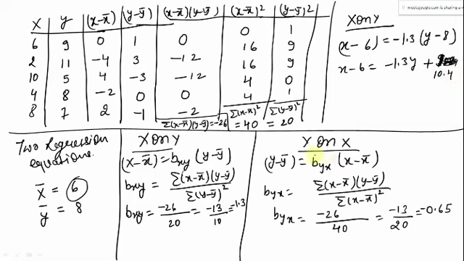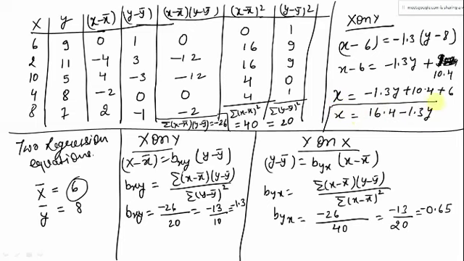So now further simplify it. x is equal to negative 1.3y plus 10.4, and the 6 will go over there and become positive 6. So x is equal to 16.4 minus 1.3y. This is your x on y regression equation. Any problem?